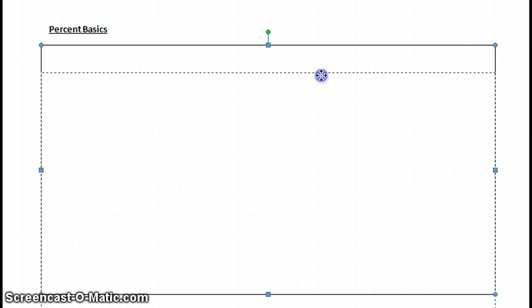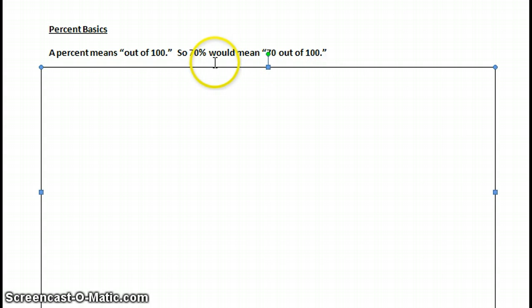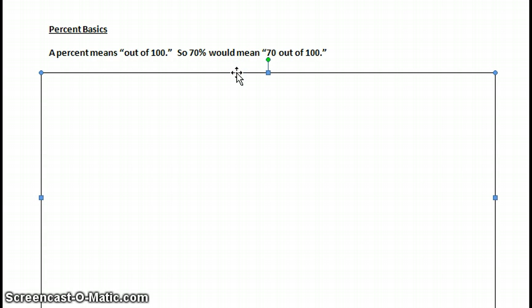Tonight I'm going to be talking to you briefly about the basics of percents. Now, a percentage actually means out of 100. So, for example, 70% would mean 70 out of 100. And yes, you can have parts of a percent.